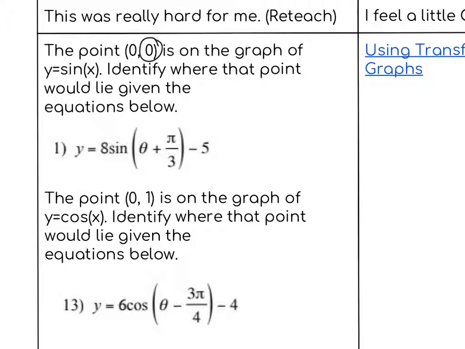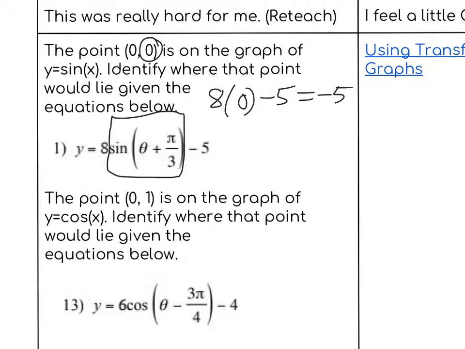So looking at our y value, that means that the output of this sine function would have been 0, and what we can think about is happening here is we're doing the amplitude 8 times that 0 and minus 5, so that we end up with 8 times a y value minus 5 gives us our new y value, and when I do that I get negative 5. That's my new y value.